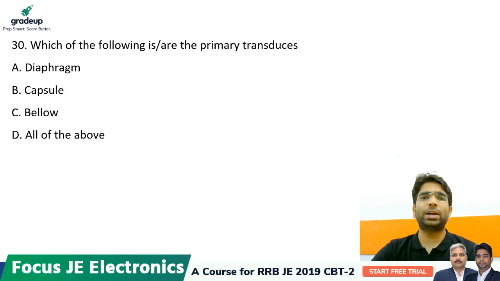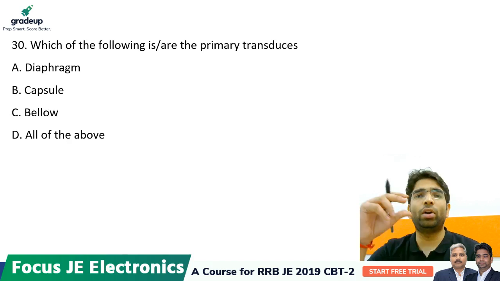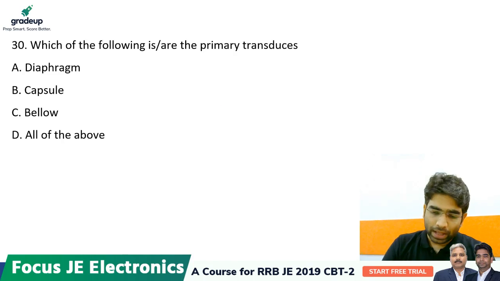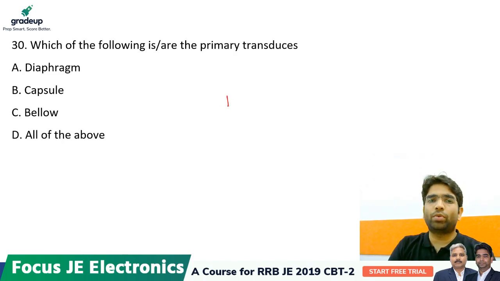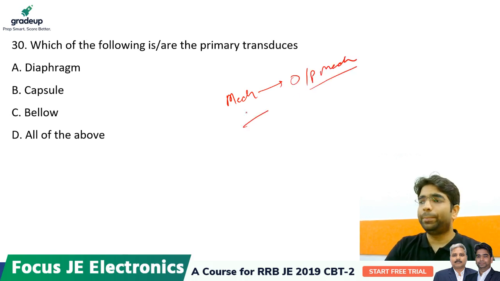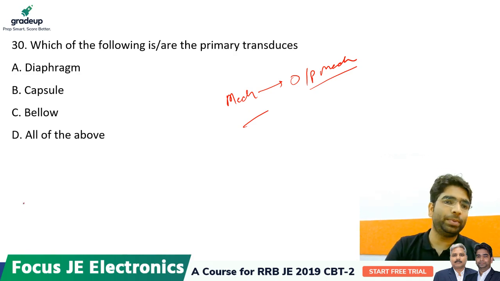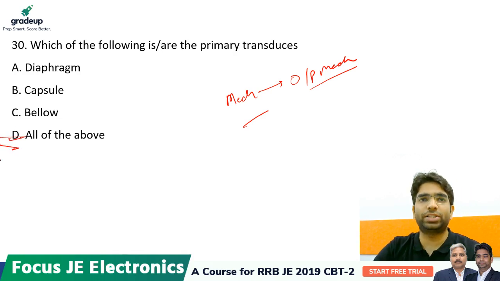Which of the following are primary transducers? What are primary transducers? I already told you in the transducer classes that in a primary transducer, the input is a mechanical quantity and the output is also a mechanical quantity. Input and output both are mechanical quantities. So the correct option will be all of the above. Actually, all these are pressure transducers. They measure pressure in terms of displacement.